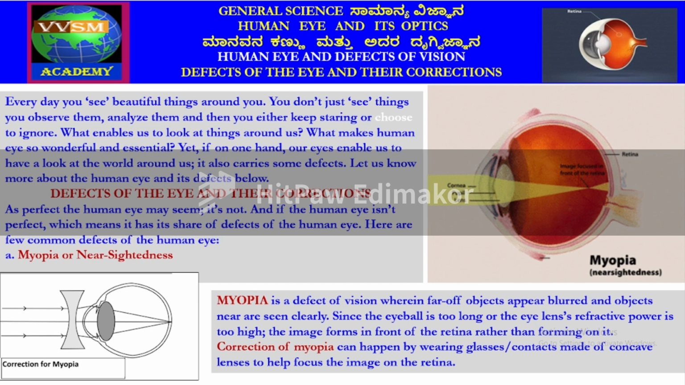Yes, friends, every day you see beautiful things around you, is it not? You don't just see things, you observe them, analyze them, and then you either keep staring or ignore. What enables us to look at things around us, what makes the human eye so wonderful and essential? Yet if on one hand our eyes enable us to have a look at the world around us, it also carries some defects. Let us know more about the human eye and its defects.